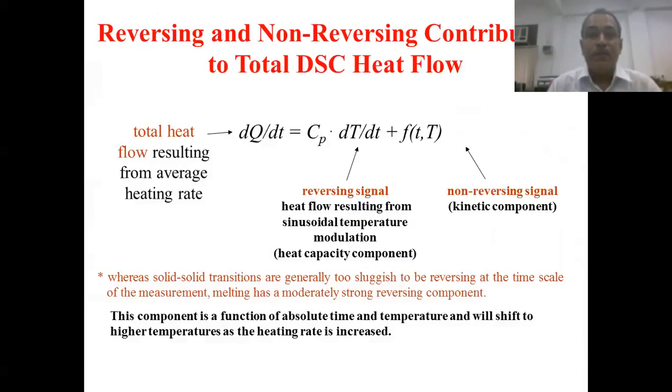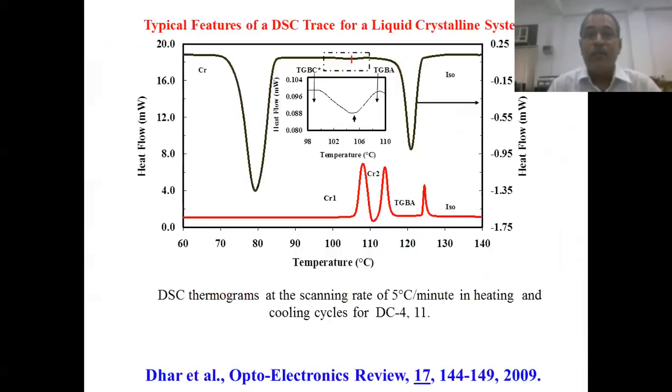I will skip further detail, otherwise I will not be able to cover several important things. You can see here another weak peak. Many of the workers had missed this peak, but when we did it, we found that there is a peak. If you look at a glance, you will miss this kind of peak. But when we expanded it, we found that this is a new transition from PGB A phase to PGB C star phase. Other people who had studied this transition missed it on DSC, but we were able to detect it.